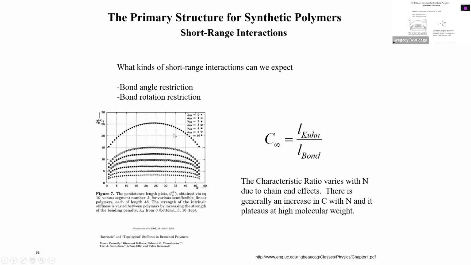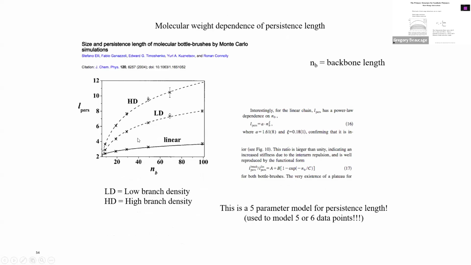Right now, in the top one, you don't actually have an infinite C infinity because it never reaches a plateau. So that C infinity would be like the plateau value here, at least within a 50 unit chain. This is just indexing along the chain and measuring the persistence across.